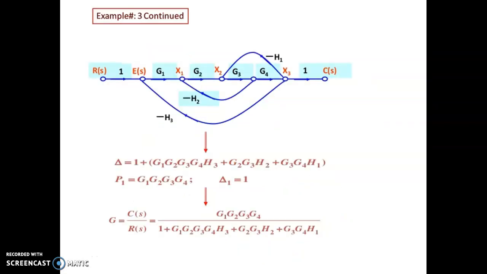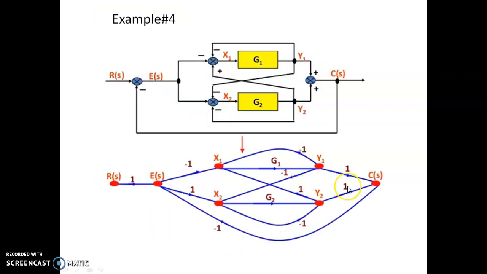So this is the method. So directly I had given the answer. So you can calculate that one, P1, then loops, then non-touching loops 2 at a time, non-touching loops 3 at a time. So you'll get this transfer function. Okay. So next example, another example, same thing.